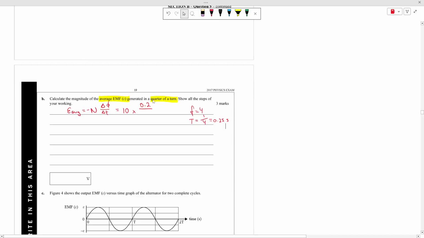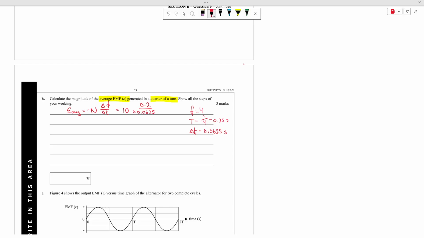And because we're talking about a quarter of a turn, the time here, delta t, is a quarter of a period. Okay? Remember, period is how long it takes to turn around once. We're talking about a quarter of a turn. So delta t is 1/4 of 0.25. Okay, so you can write that as a decimal. It's going to be 0.0625 seconds, I believe. So 0.0625.